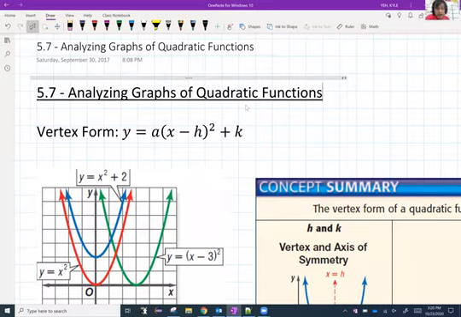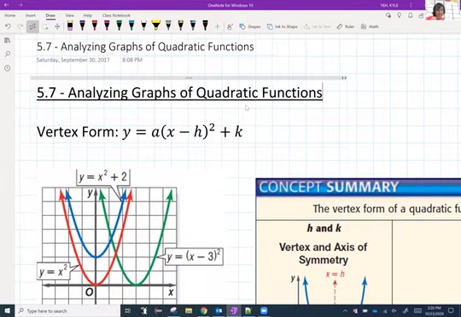Hey guys, we are going to be covering section 5.7 today, pretty much the end of chapter 5, quadratics. It's a big chapter, there's a lot of stuff in it. So if you're feeling a little bit of chapter 5 fatigue, that is natural. We are almost there and we'll be talking about that at the end of this video.